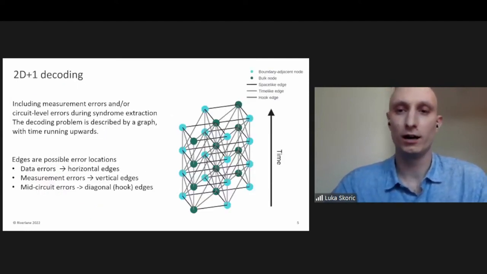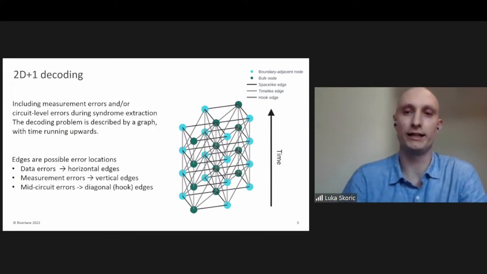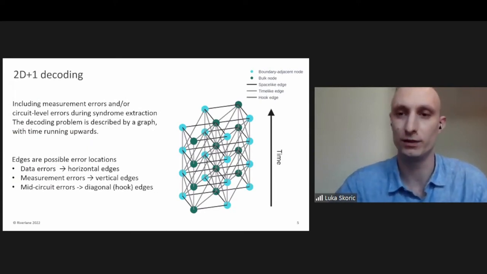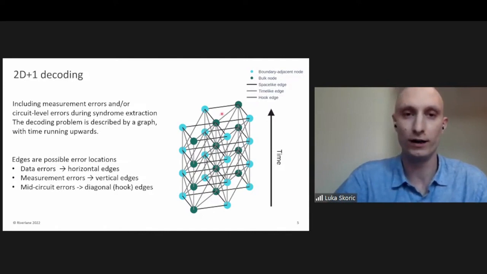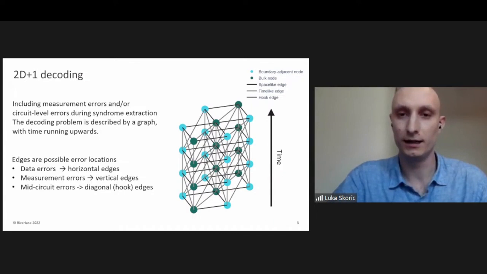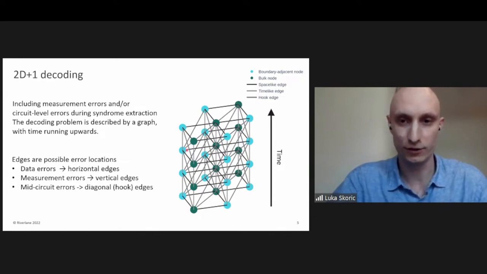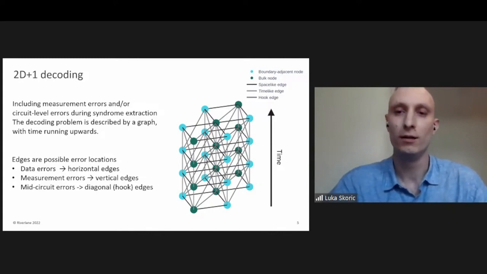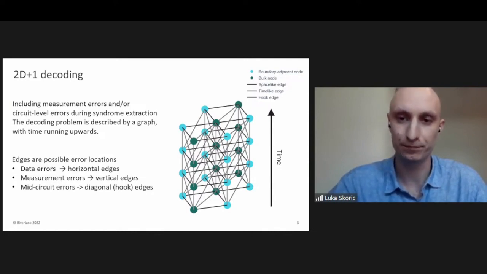However, the errors can occur on the syndrome qubits as well. So to detect that, we have to continuously repeat syndrome measurements, and the full problem consists of a 3D graph, which we depict with time running up. The edges in the graph are possible error locations, where data errors are horizontal edges, and measurement errors are vertical edges, and then the errors in the middle of the syndrome extraction circuit result in diagonal or hook errors. And the task is to solve the minimum weight perfect matching problem on this graph, pairing up triggered syndromes using a lowest weight set of edges.